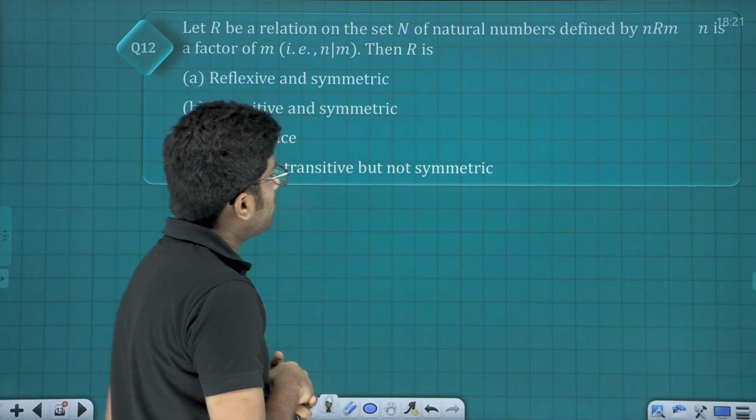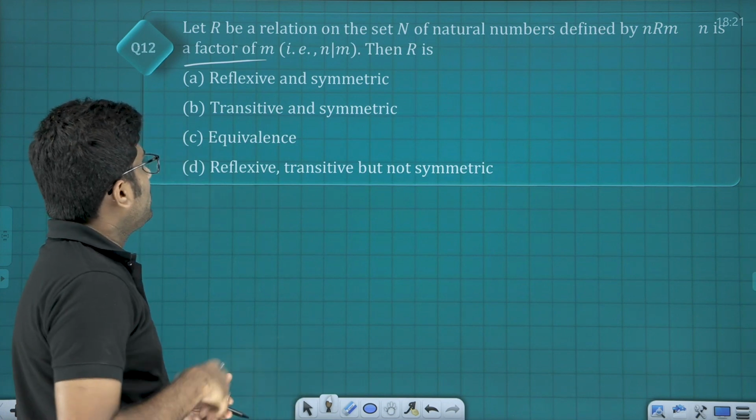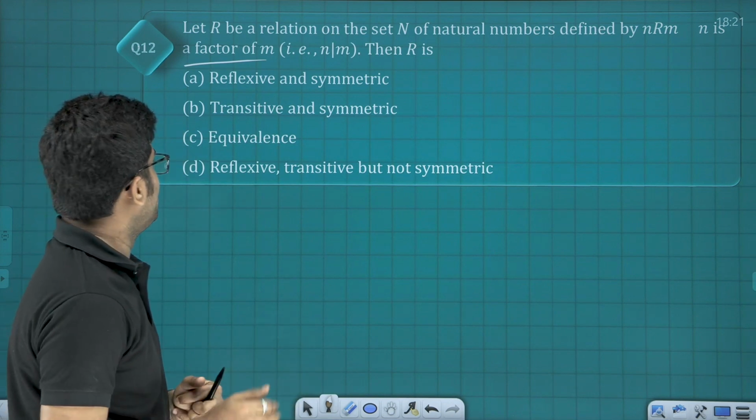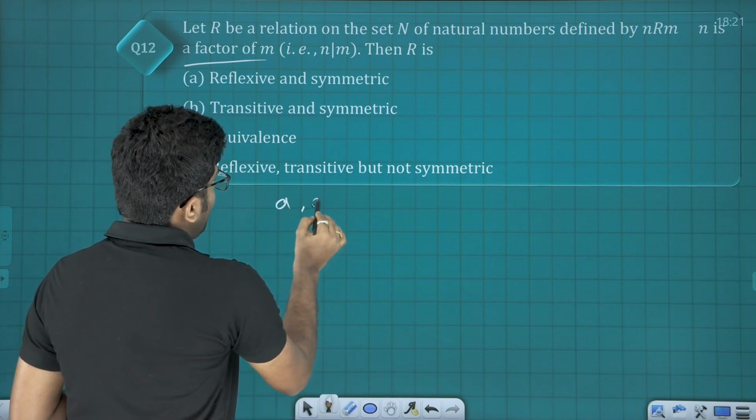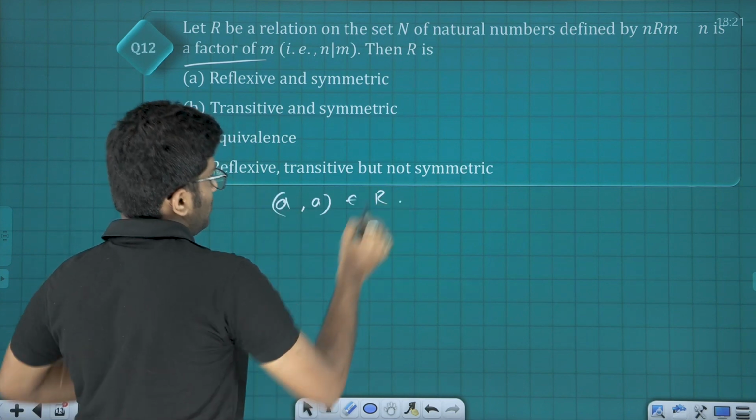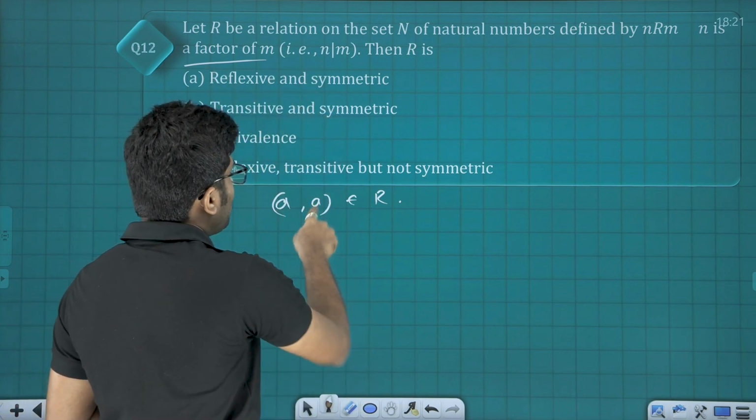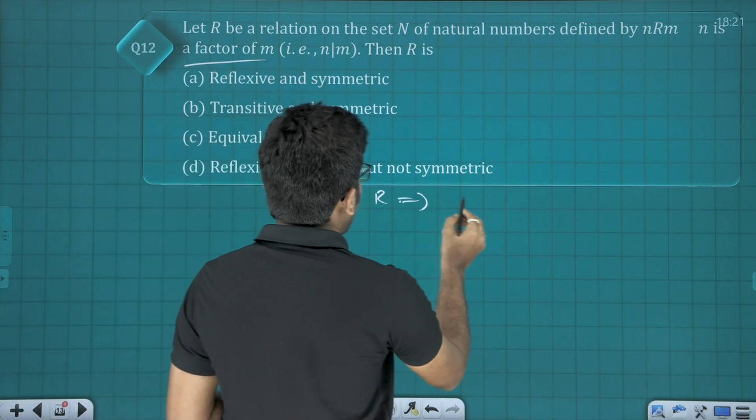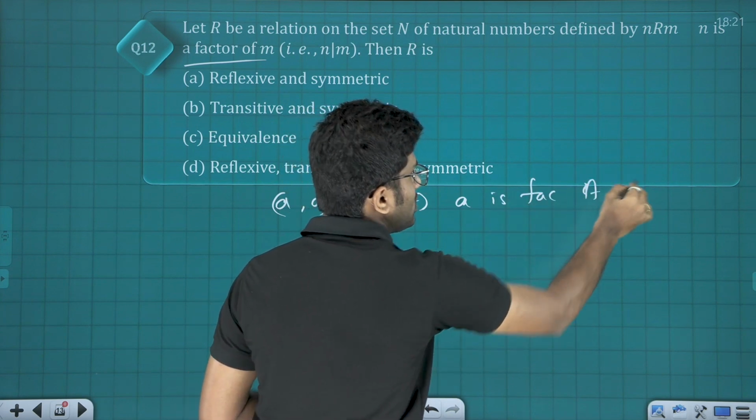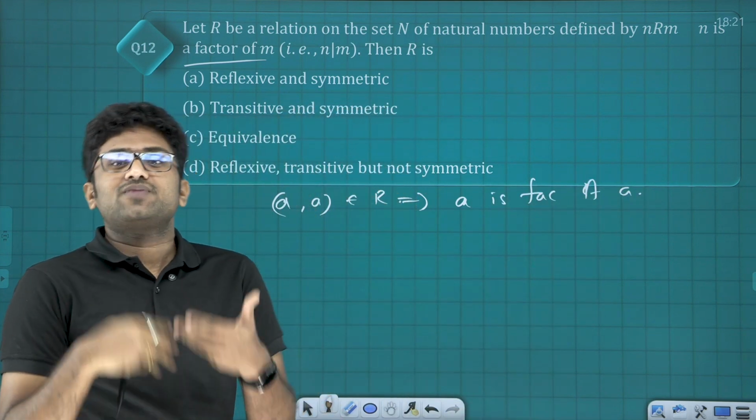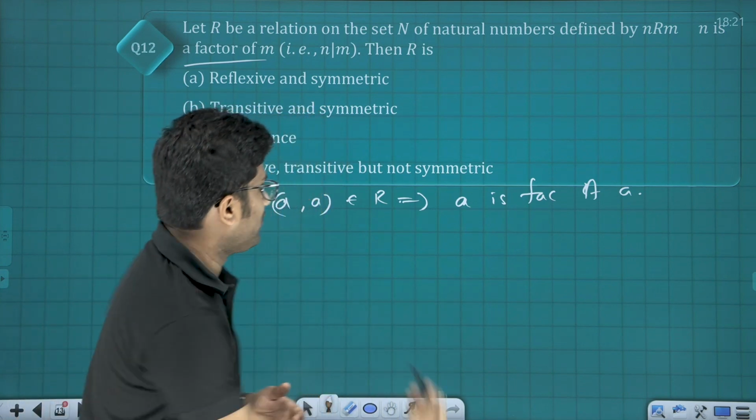Next, let R be a relation on the set capital N of natural numbers defined by N is related to M such that N is a factor of M. Then R is, they are asking. (A, A) belongs to capital R, that is what we say reflexive. So A is a factor of A. Is it true? Yes. Every number is a factor of itself. So it is reflexive, friends.